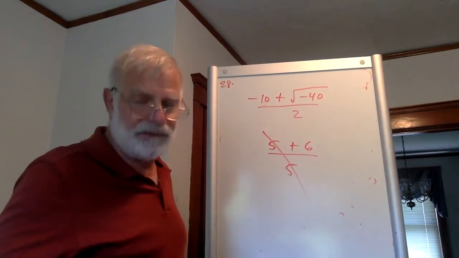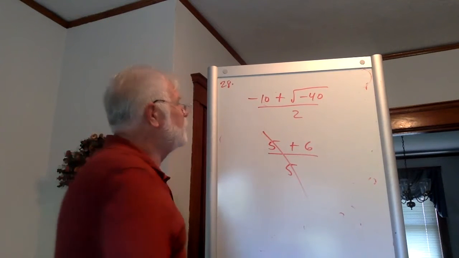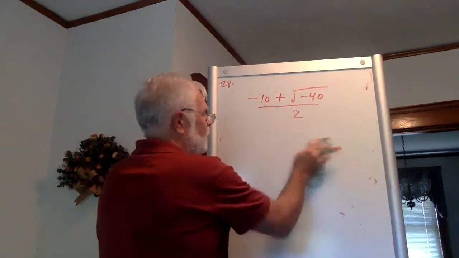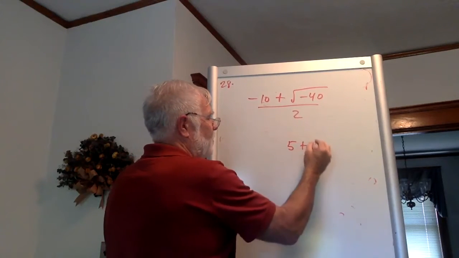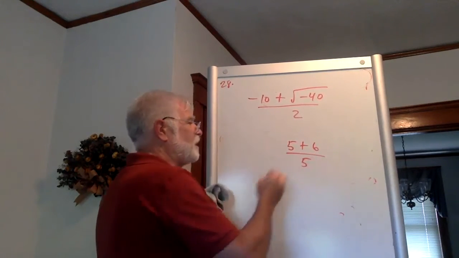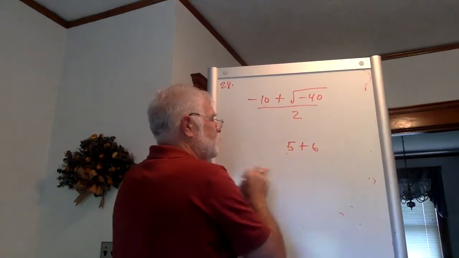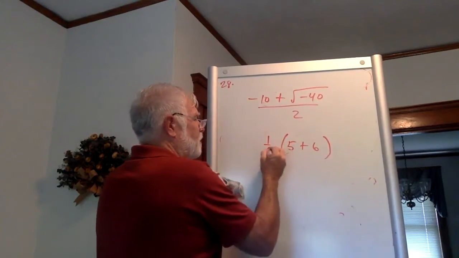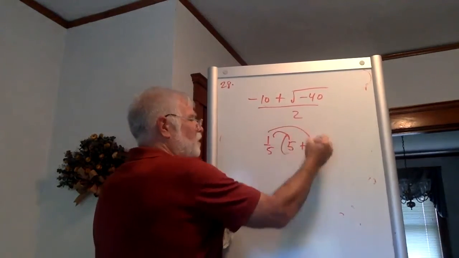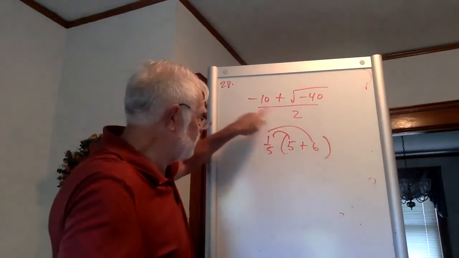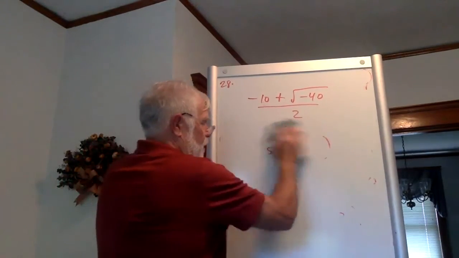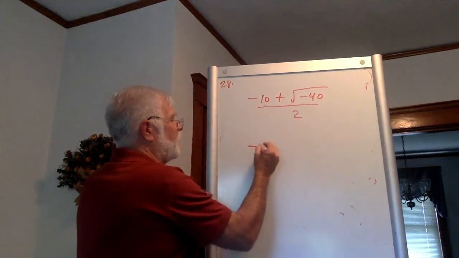That's a common mistake. Okay? This is the same thing. 5 plus 6 divided by 5 is the same thing as saying 5 plus 6 times 1/5. You know you do it to both, right? So you've got to divide this into both. All right, so there's -5.